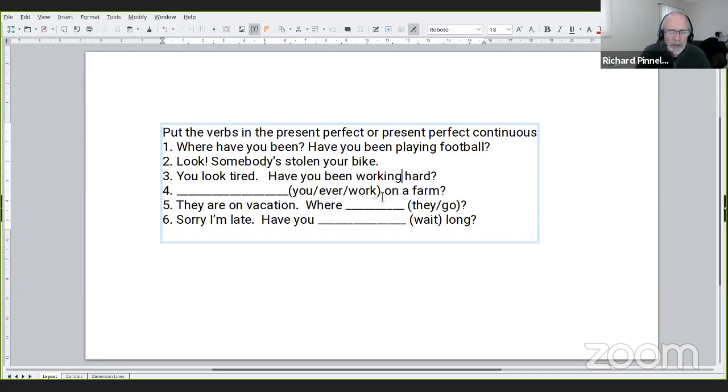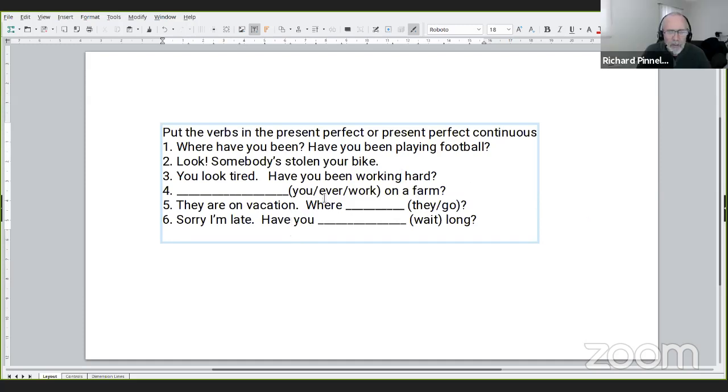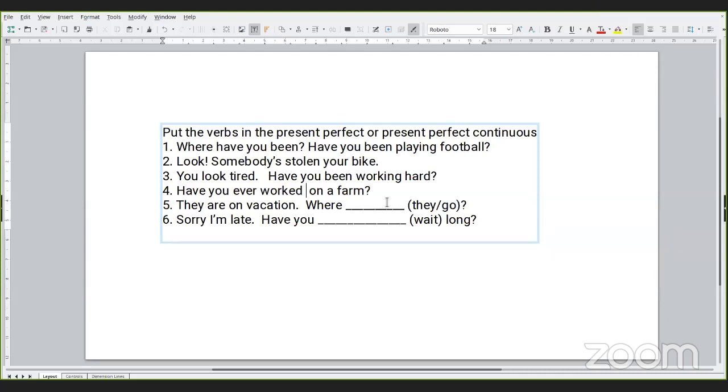So the next question. Have you ever worked on a farm? Very good. If we've got ever, it's going to be in the present perfect simple. We're asking about your life. So we say, have you ever worked on a farm?